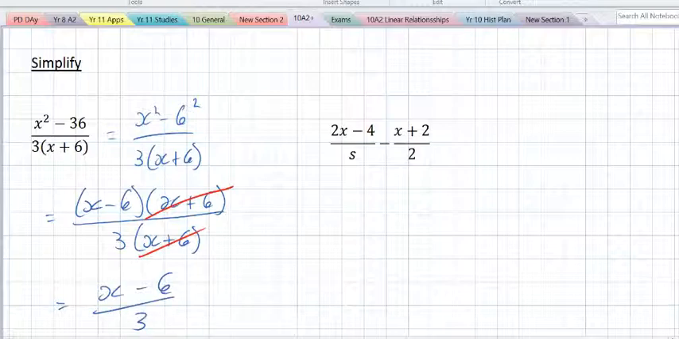Can you get rid of the negative 6 and 3? No, because 3 isn't common across the top. It can only go into the 6. You can only get rid of it if it was going into the 6 and a 3x or something. Yeah, if it was 3x, it could.